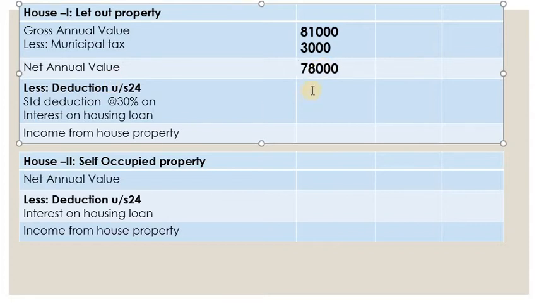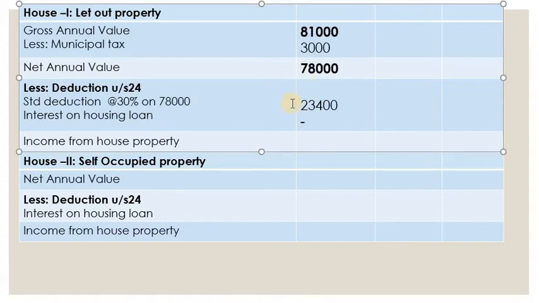Then from net annual value, deduct the standard deduction, that is 30% on 78,000. So how much is 30% on 78,000? Write it here. That is 23,400. Then is there any interest on loan? If there is any interest on loan, we have to deduct it. I think there is no interest on loan for this house. So no interest.